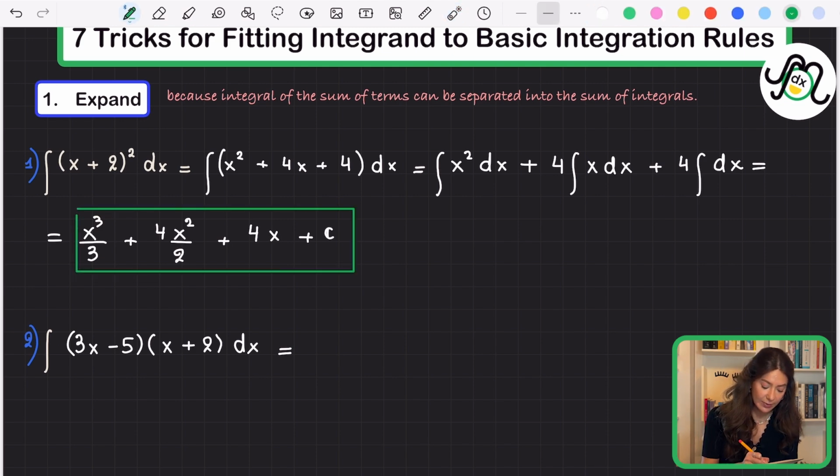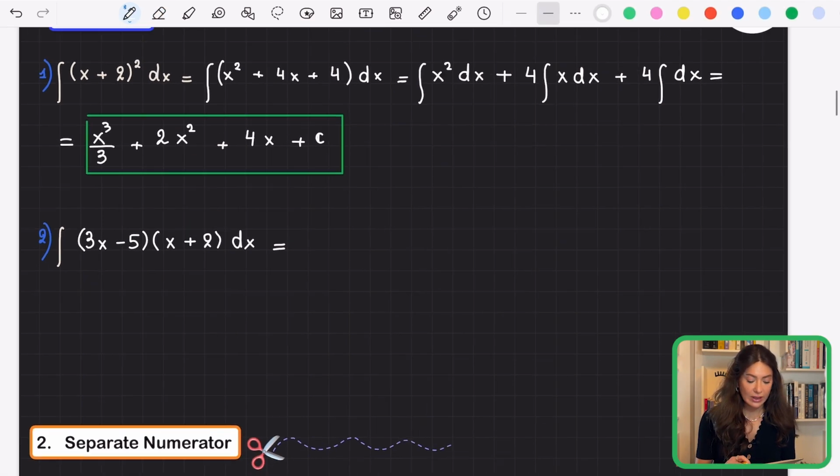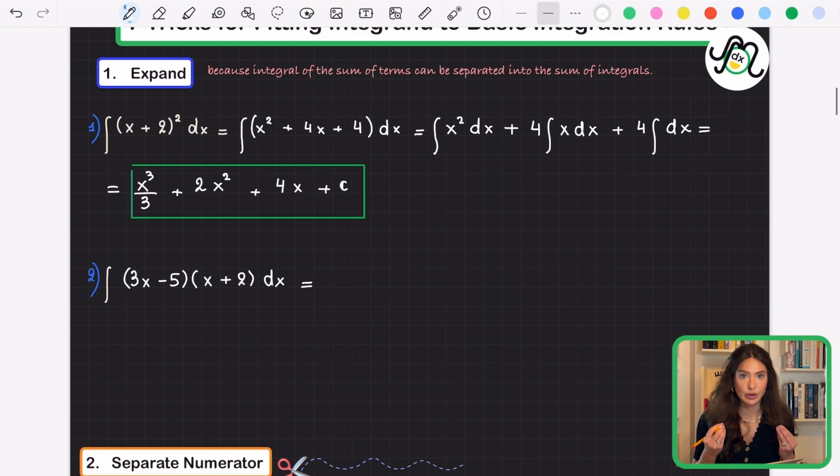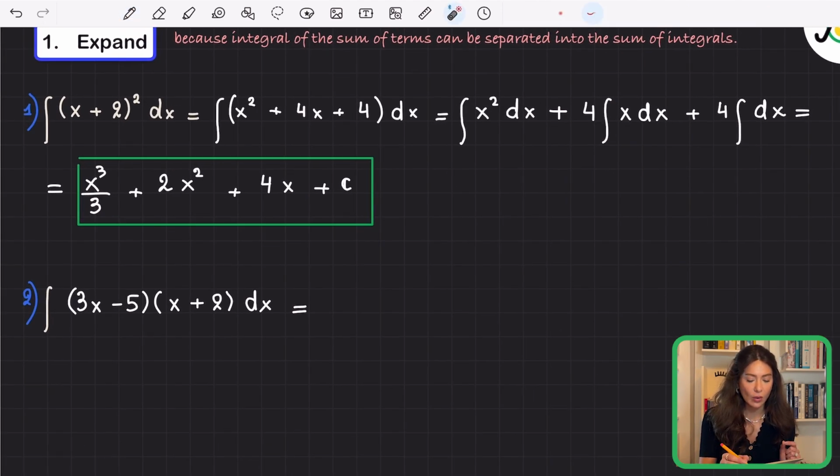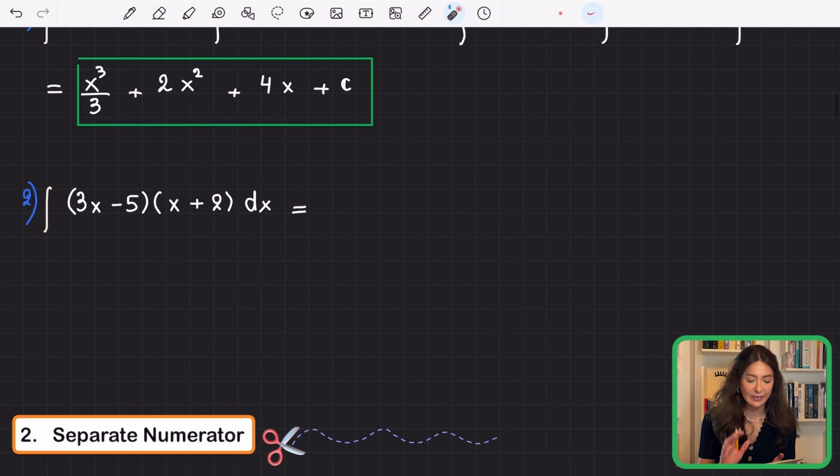Oh, well, maybe it would be more polite if you canceled whatever you can. So this is the power of this trick, expanding the expression that you have in the integral. You always want to have a sum of terms separate so that you can take these integrals, and that is something that you can always do.